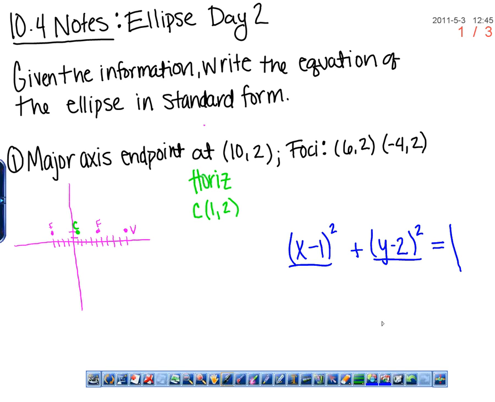We know A. How do we know A? Good. We know the distance between the center and the vertex. That's got to be A. So how far is the center to the vertex? 9. So that means A squared is, what? 81. Is that going to go under my x's or under my y's? X's. Why? Because it's horizontal. Good.